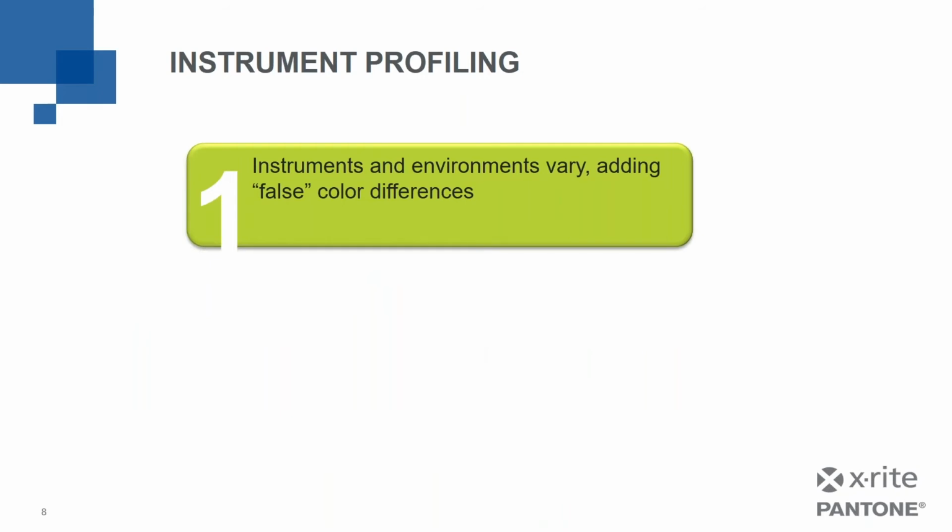So to wrap that, and then we'll go to some questions. Instruments and environments vary, adding false color difference, right? False color difference, and it gives us the wrong answer. Keep in mind, it could be a wrong positive as well as a wrong negative answer. It might say it fails when it doesn't, might say it passes when it doesn't. It could impact us both ways.